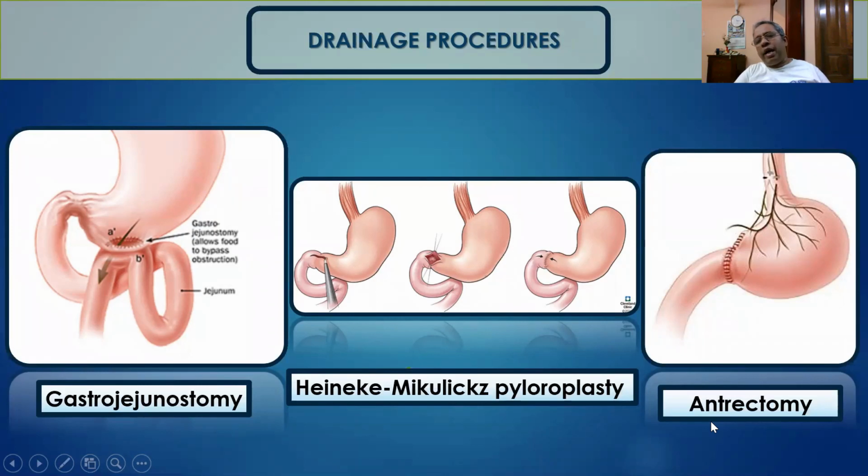And in case of antrectomy, the antrum is divided, so the vagus is disconnected there. For that reason, drainage is needed. That means a new anastomosis is made between the body of the stomach and the duodenum. It is called the antrectomy and Billroth 1 gastroduodenostomy.